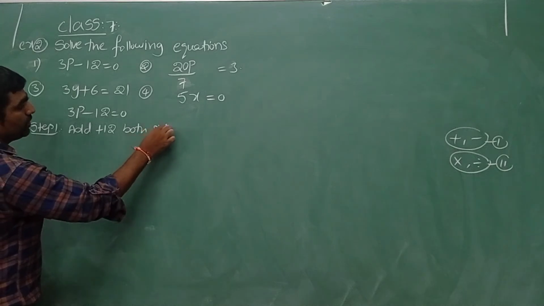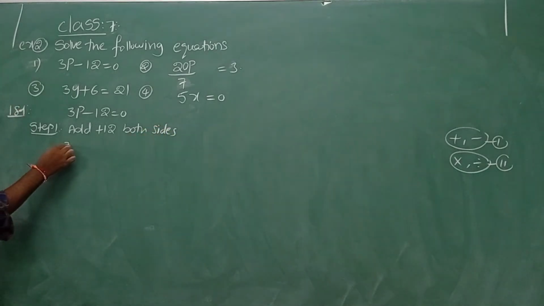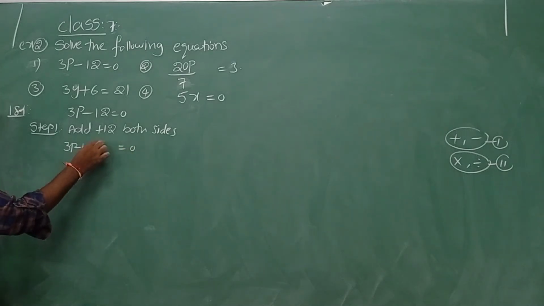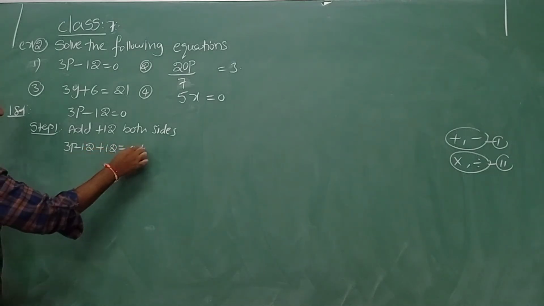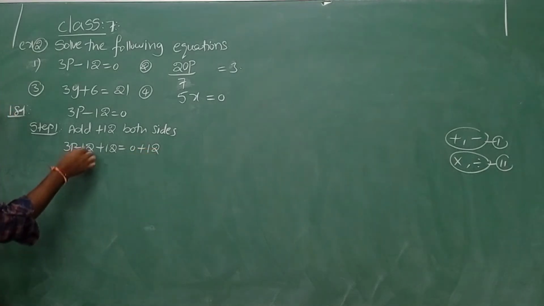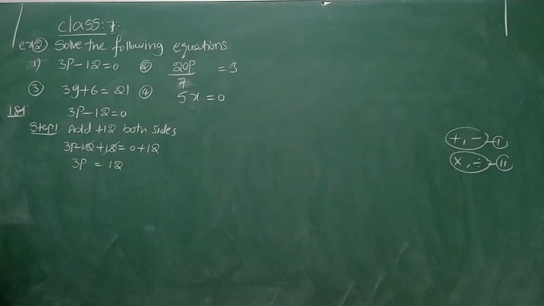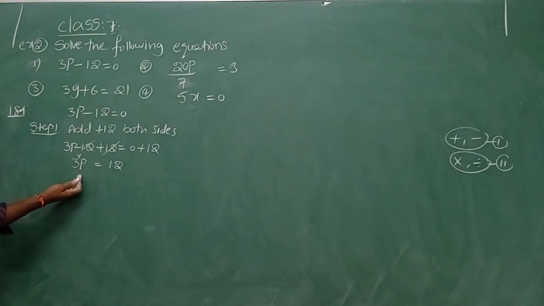Now on both sides we will do plus 12. So 3p minus 12 is equal to 0 we have. So on the LHS we do plus 12, and on the RHS also we do plus 12. So minus 12 plus 12 cancel. Here I got 3p is equal to 0 plus 12, which is 12. In 3p, no symbol is between them, so we can add into. So still we need to make p separate.